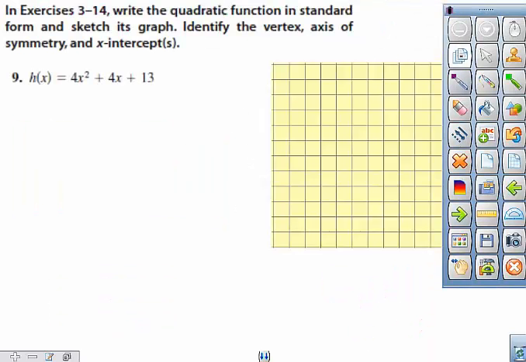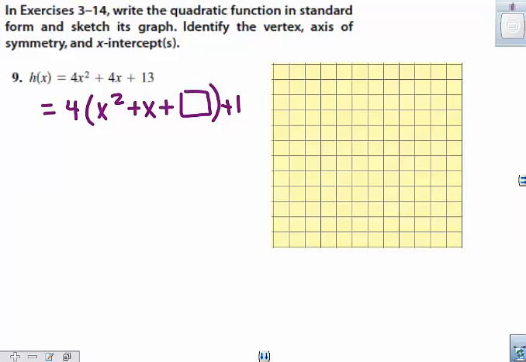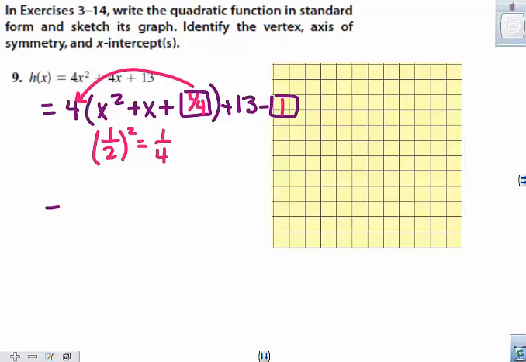The next one in this section is number 9. Same steps. First, complete your square. Factor out that a. Do your plus box, minus box on the outside. Okay, find out what goes inside. Our b is 1, so half squared is 1/4. Multiply that by what's out here. That is 1. Rewrite it.